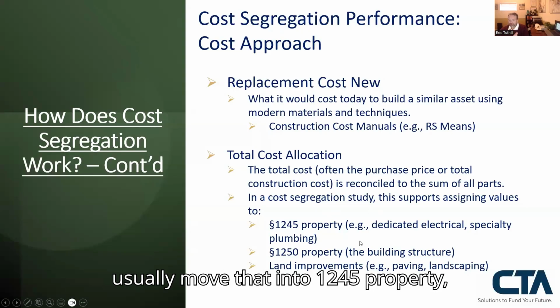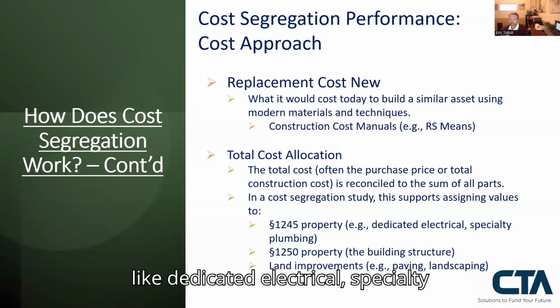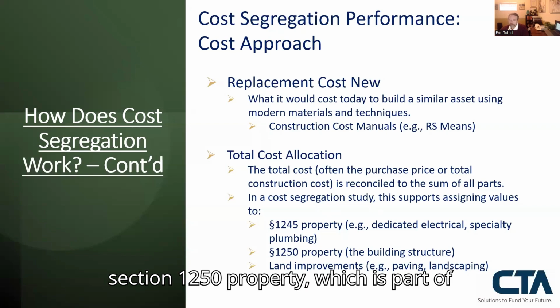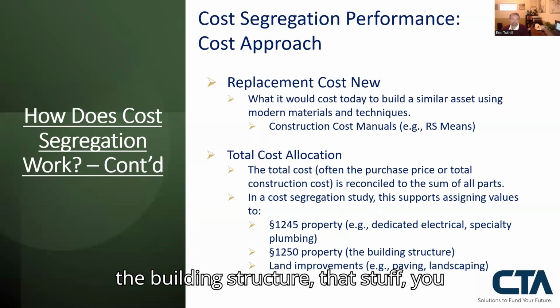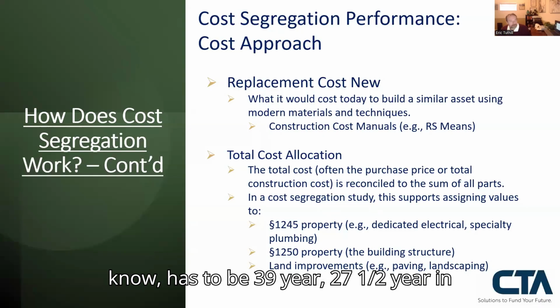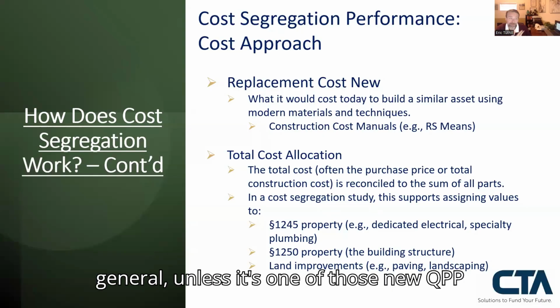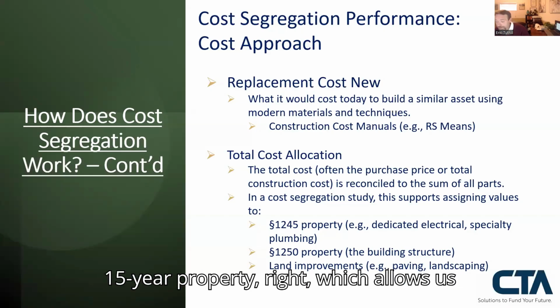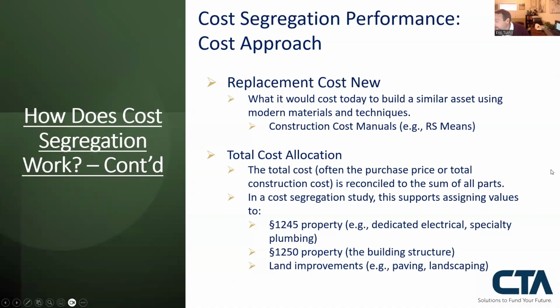And we usually move that into 1245 property, like dedicated electrical, specialty plumbing, things like that, right? Or Section 1250 property, which is part of the building structure. That stuff has to be 39-year, 27.5-year in general, unless it's one of those new QPP properties, right? Or we put it into land improvements, which is the 15-year property, which allows us to bonus those out.